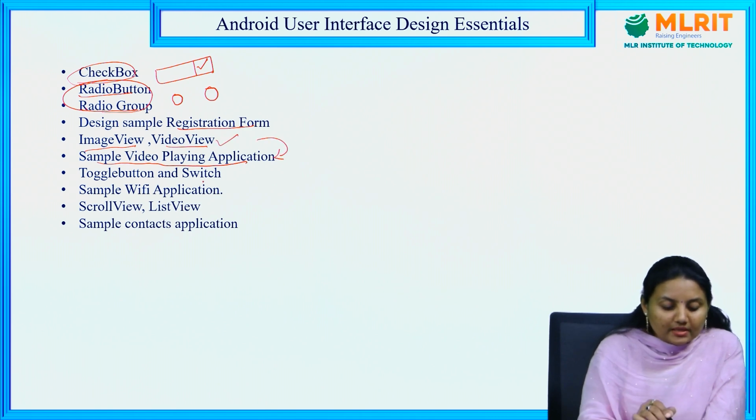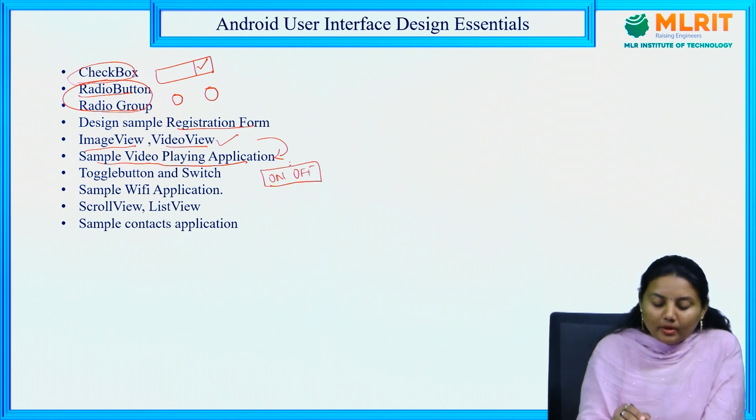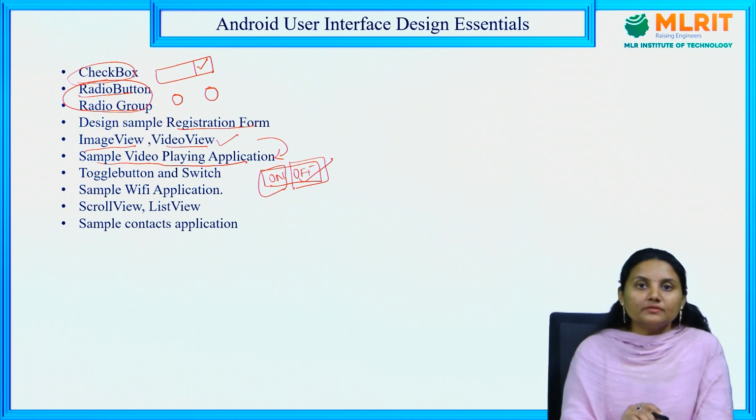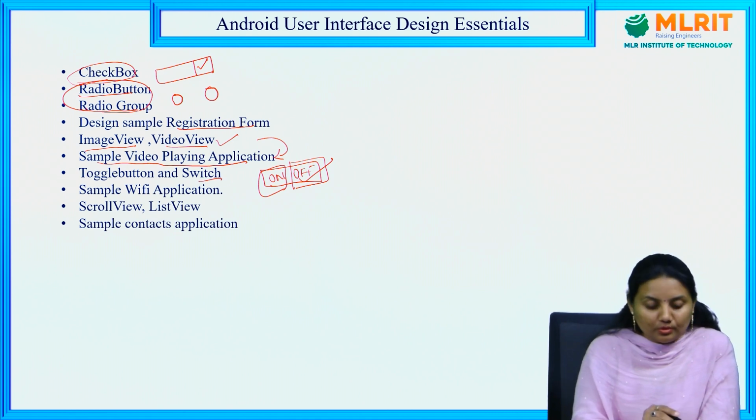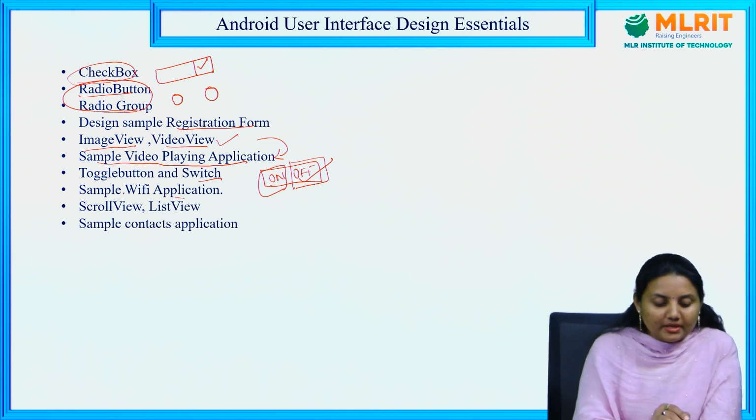Toggle button and switch. This is where, suppose you have on and off, and you want to make it off or make it on, then you use this toggle button. If you want to make it off, you toggle it, then it will come here, then this will be displayed. This is a toggle button. Mostly we'll use this for open and close also. Then switch is also something like a toggle button where it switches from on to off. Then a sample Wi-Fi application also we can see.